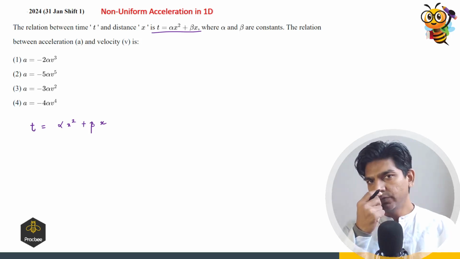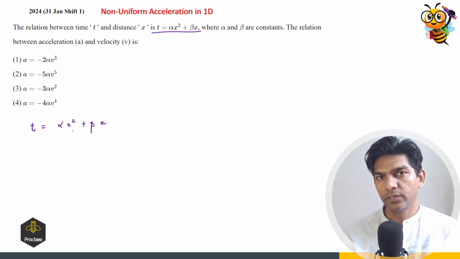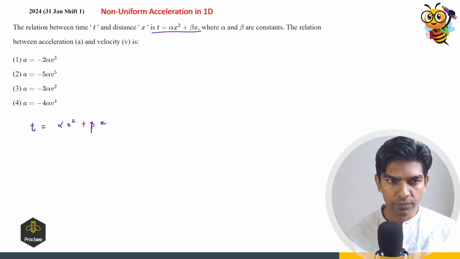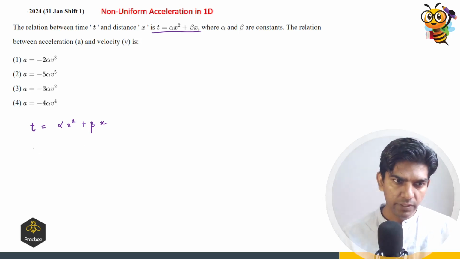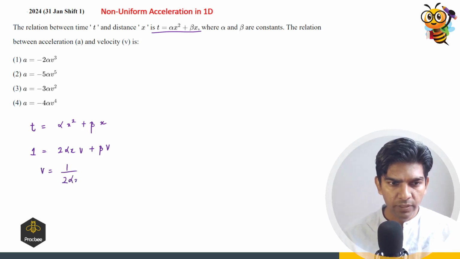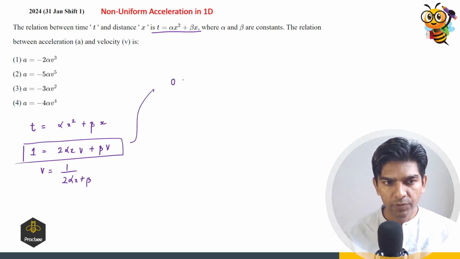So whenever we have such kind of a question, the first thing is let us differentiate this, because we have x, so if we take the first derivative of x, we'll get velocity, and the second will give us acceleration. So let me first take the first derivative. So it will be 1 equals 2 alpha x times v plus beta times v, right? Now from this we can say v is nothing but 1 upon (2 alpha x plus beta), right? So now let us again differentiate this equation, because we want to find the acceleration also, right? So if we differentiate this, the left hand side will become 0.